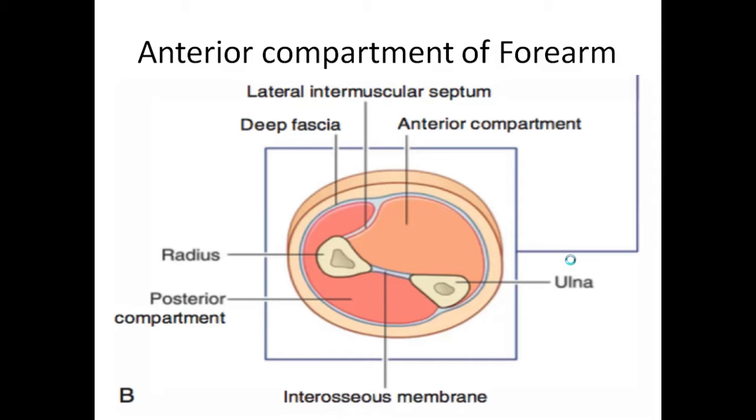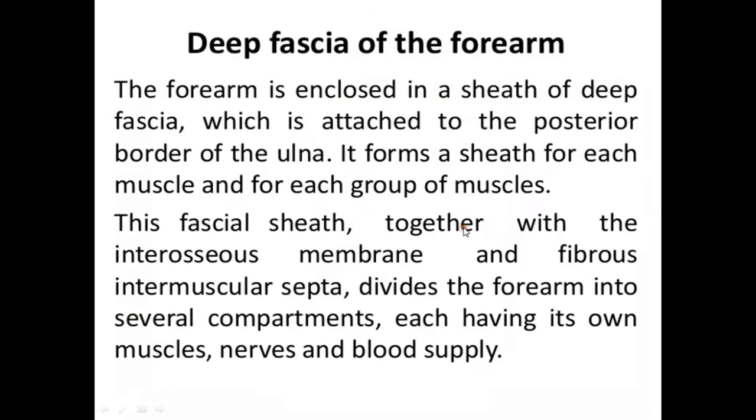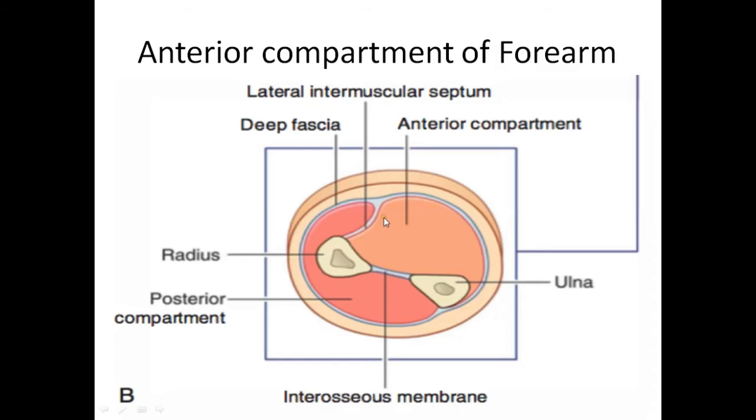The forearm is divided into anterior and posterior compartments by the thickening of the deep fascia and the interosseous membrane. If we remove the skin and the superficial fascia, we identify a tight covering around the forearm, and that tight fibrous covering is called the deep fascia. That deep fascia provides attachment at certain places and divides the compartments of the forearm into anterior and posterior.